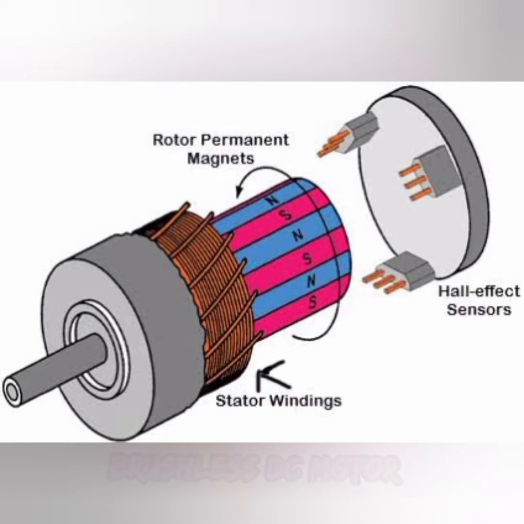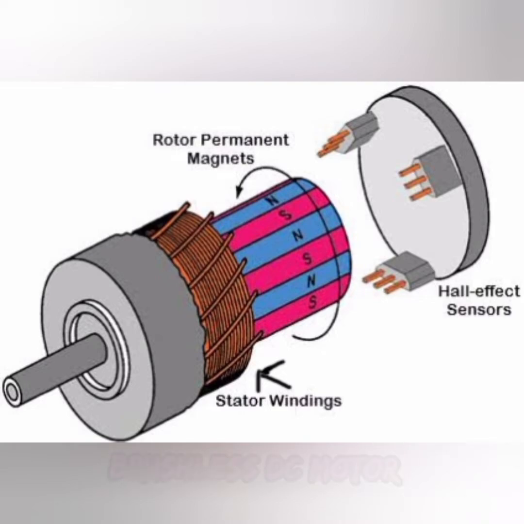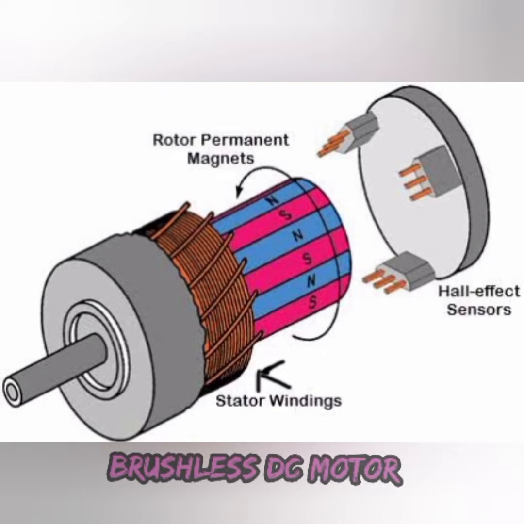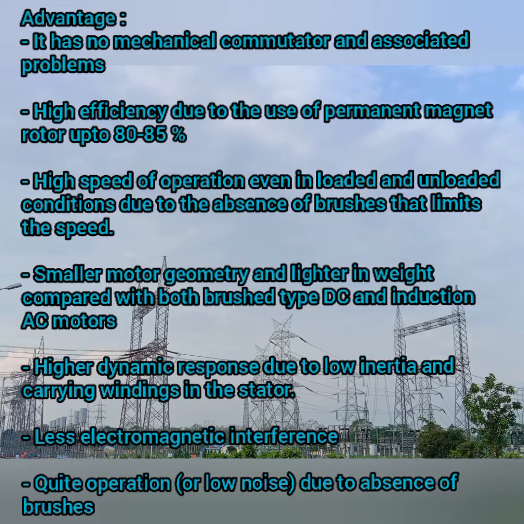So this is how the structure was mentioned, and the working or the rotation takes place as per this alignment. The Hall effect sensors, which are attached to your stator winding ends, collect the rotor position and give feedback for your armature current. Next is the advantages. It has no mechanical commutator and associated problems, so wear and tear can be reduced.